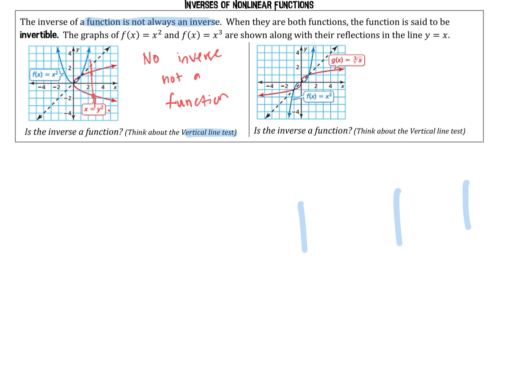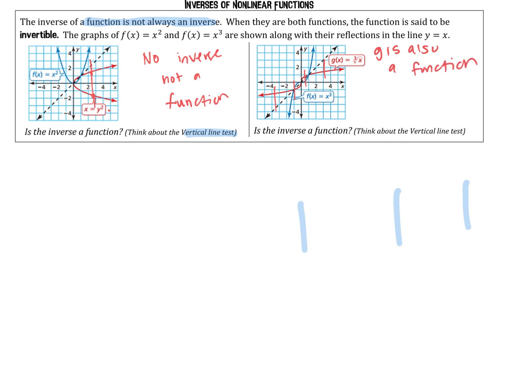For the second example here, we see the original function in blue, the cubic function, and then we see the inverse, the cube root function. Now in this case, both of those functions pass the vertical line test. If I draw a vertical line, I'm only crossing each of those functions exactly one time. So g is also a function. Both f and g are functions.